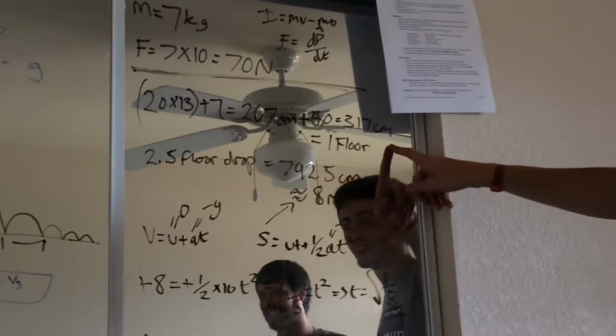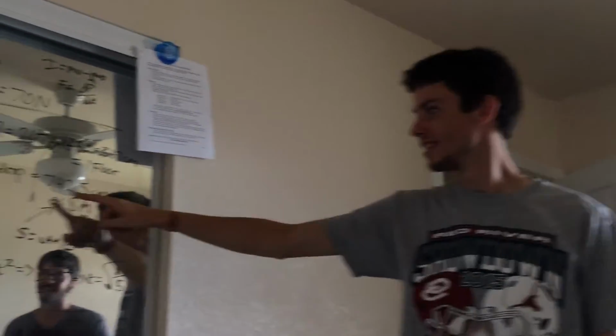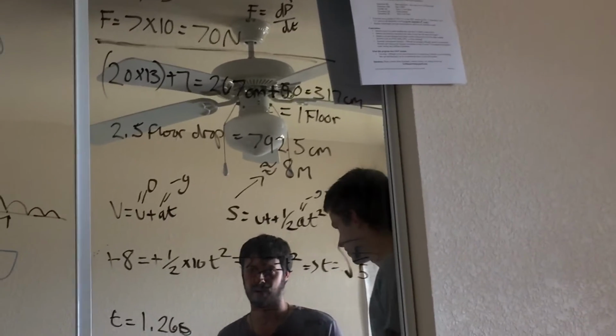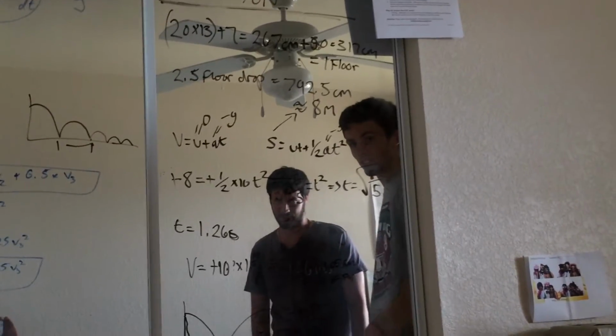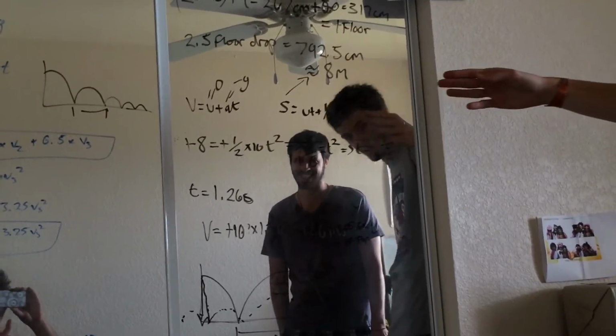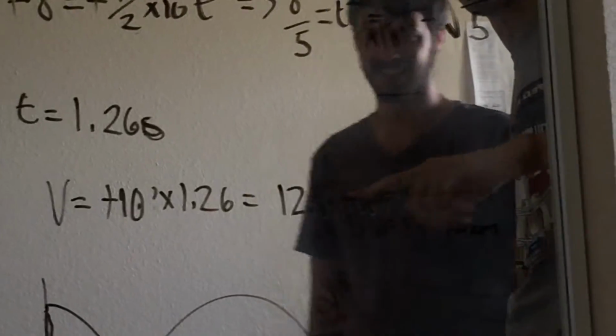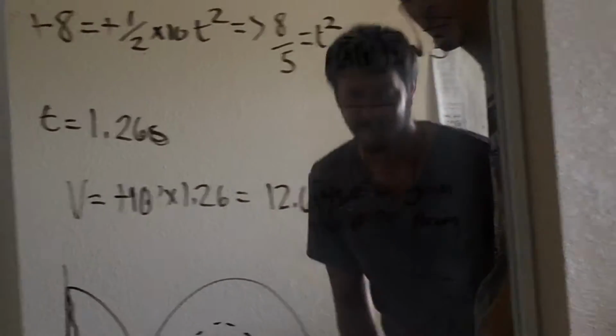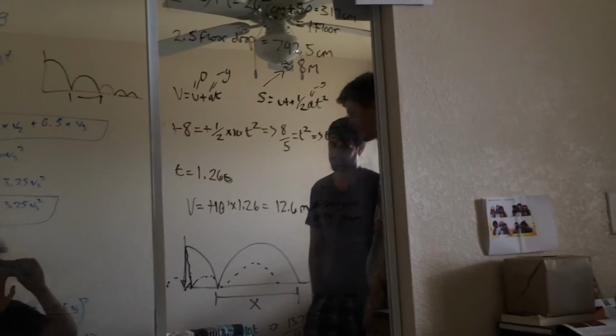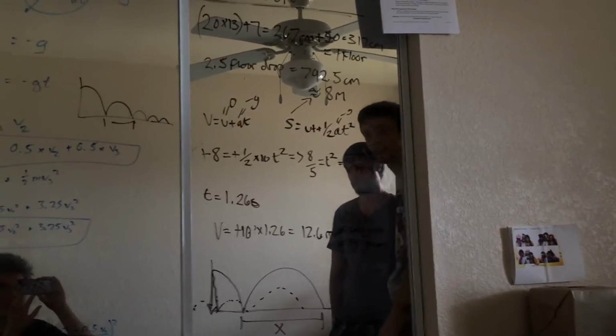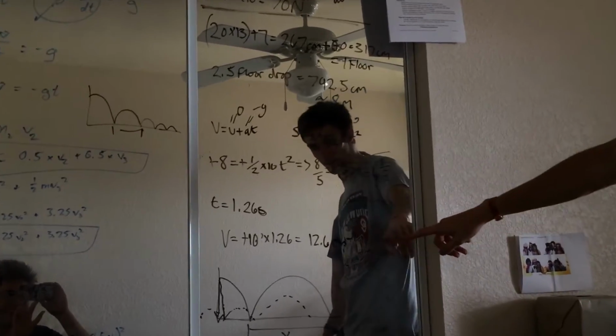So 317 centimetres for one floor, but we're dropping it 2.5 floors. So it's about an 8-metre drop. Then using SUVAT, we found that our 7-kilogram watermelon will hit the floor at 12.6 metres per second. Did you weigh the watermelon? We did weigh the watermelon. That's reasonable.